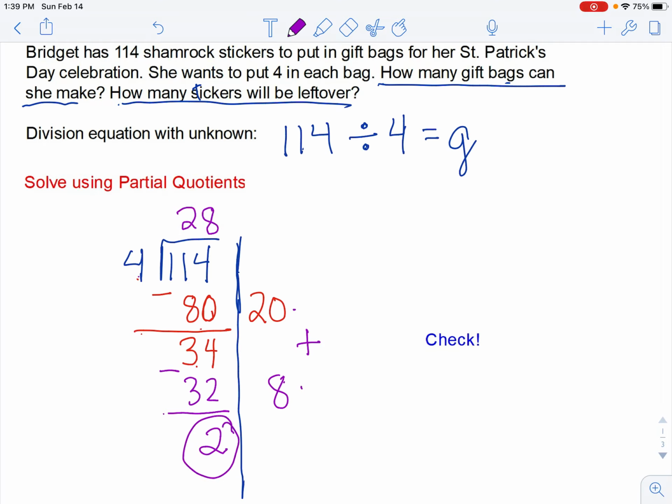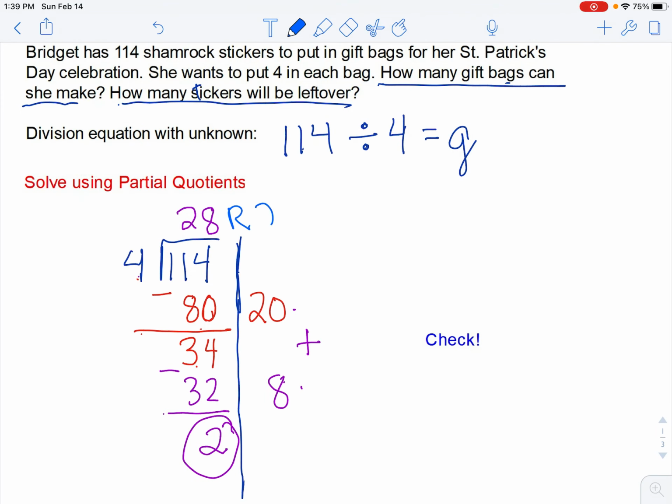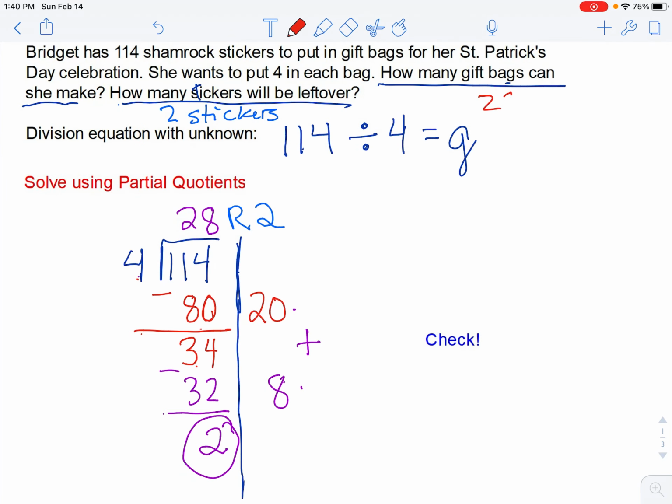And then what about this 2 down here? That's our remainder. So 28 R2, or you might see it reported as 28 2/4. That's another way to do it, but we're going to write it like this for now for our purposes, because now we've answered how many gift bags and how many stickers are left over. The leftover stickers are those 2 stickers, and the number of gift bags was that 28 gift bags with 4 in each. That got us as close as possible to 114 stickers.